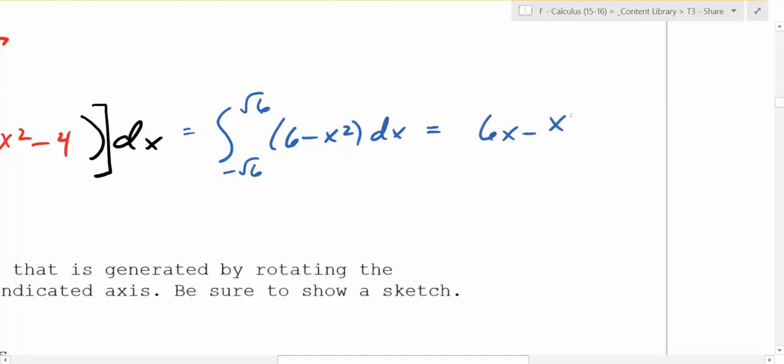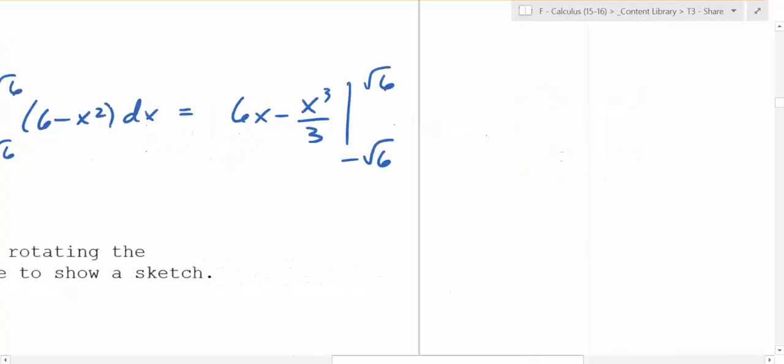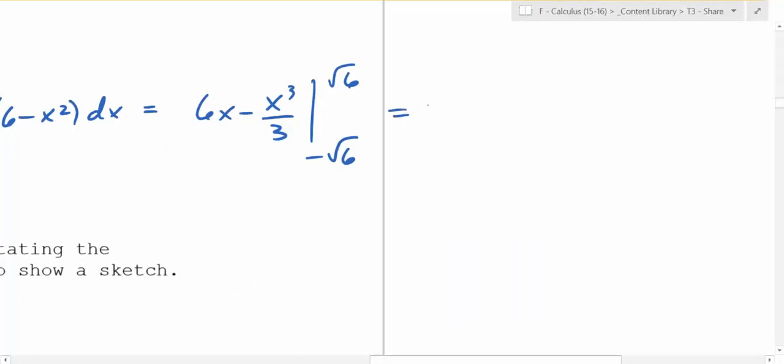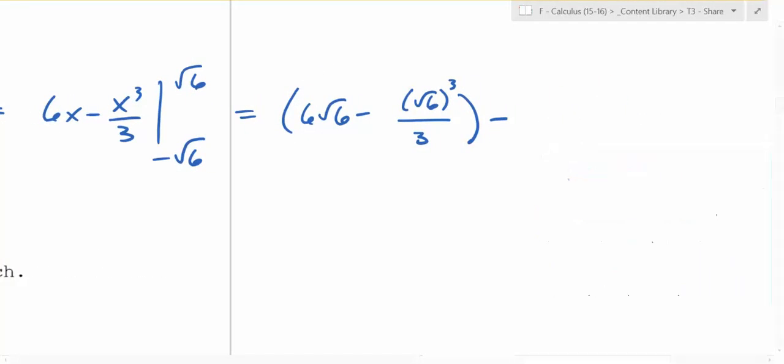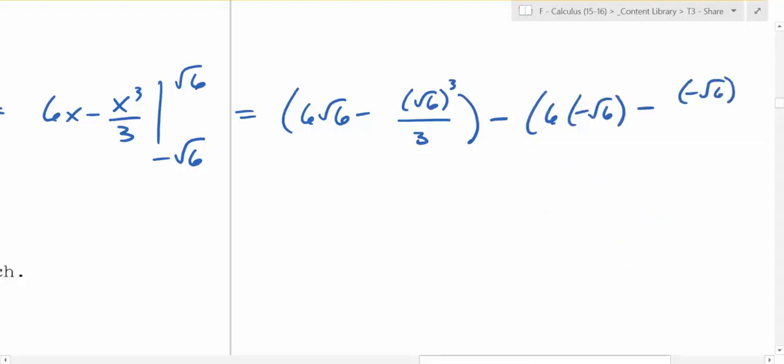6x minus x cubed over 3, and you're doing that from negative root 6 to positive root 6. So what do you get there? When you plug in square root of 6, you get what? 6 root 6 minus the square root of 6 to the what power? To the third, because you're plugging it into that function all over. Minus 6 times negative square root of 6 minus negative square root of 6 to the third over 3.